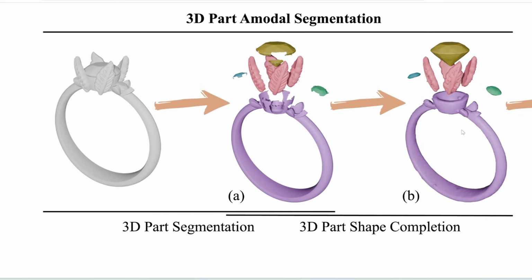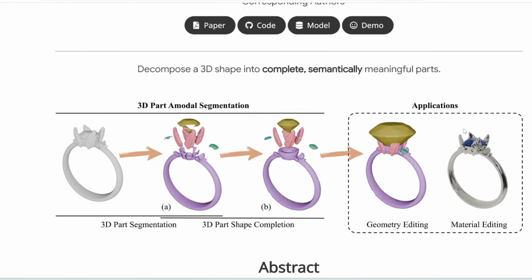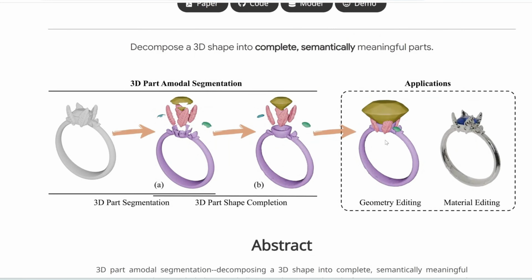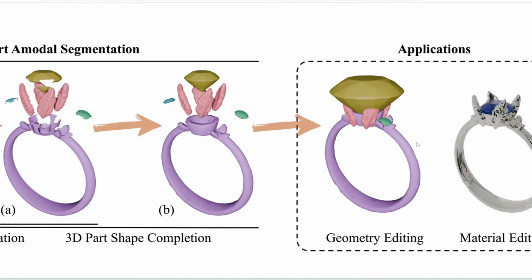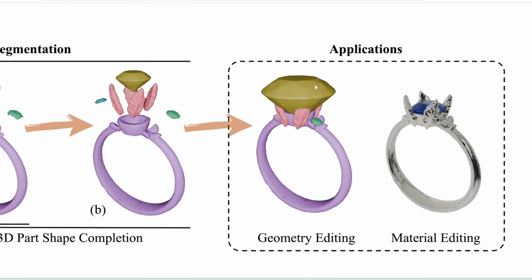So in the next step, the AI actually fills in these missing areas so that all the pieces of the ring are structurally complete. And by doing so, you now have a model which can be broken down into smaller, complete parts. And this would be super useful for downstream editing. For example, you can then choose to increase the size of the diamond, like this, or you can choose to add a texture to the ring and add a different texture to the diamond.